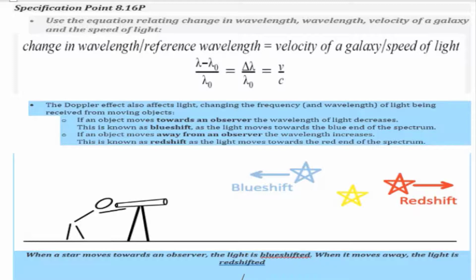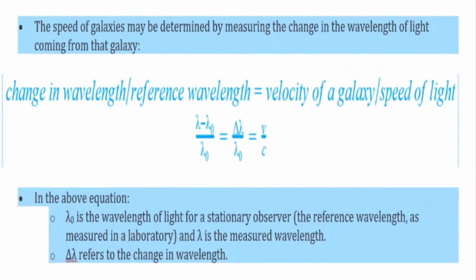If an object moves away from an observer, the wavelength increases. This is known as redshift, as the light moves towards the red end of the spectrum. When a star moves towards an observer, the light is blue shifted. When it moves away, the light is redshifted. The speed of galaxies may be determined by measuring the change in the wavelength of light coming from that galaxy.